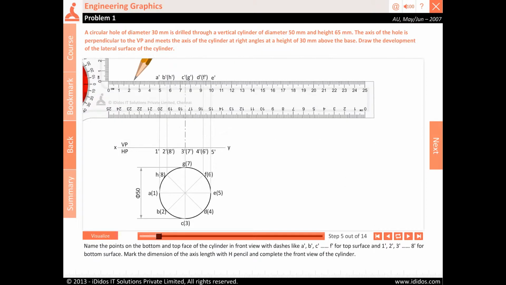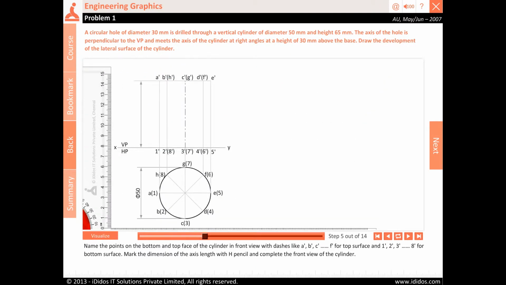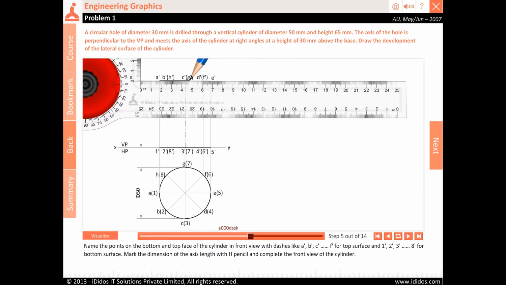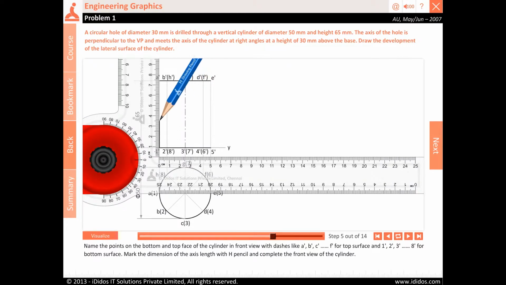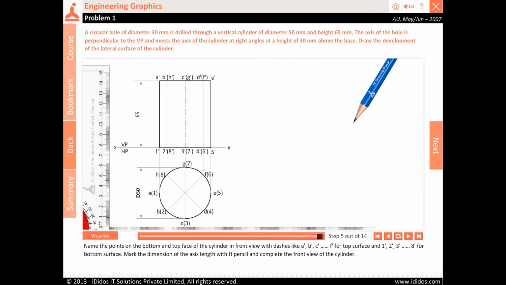Name the points on the bottom and top face of the cylinder in front view with dashes like A dash, B dash, C dash, D dash, E dash and F dash for top surface and 1 dash, 2 dash, 3 dash, 4 dash, 5 dash, 6 dash, 7 dash and 8 dash for bottom surface. Mark the dimension of the axis length with H pencil and complete the front view of the cylinder.